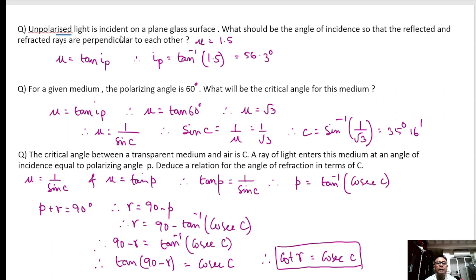Next, unpolarized light is incident on a plane surface. What is the angle of incidence so that reflected and refracted rays are perpendicular? Reflected and refracted rays are perpendicular when it is at the polarizing angle. Clear?